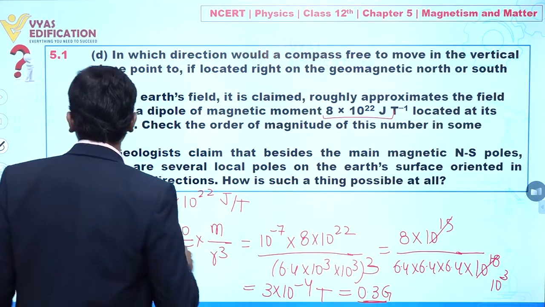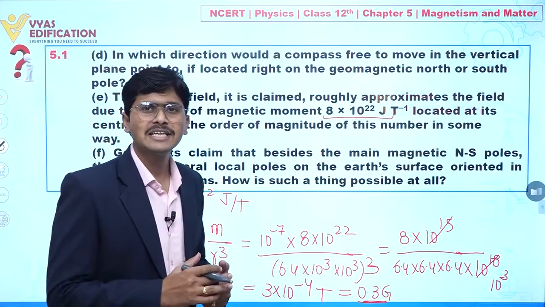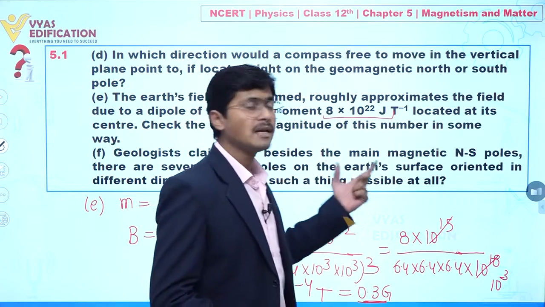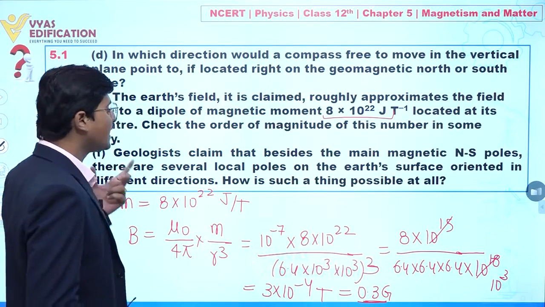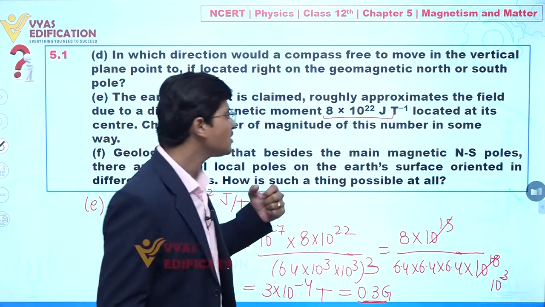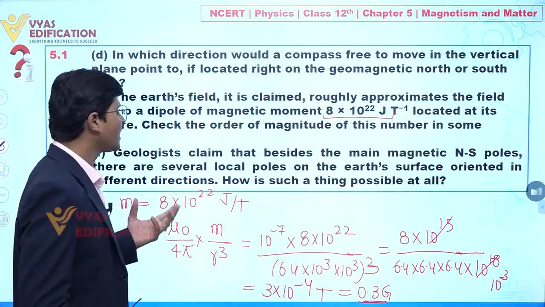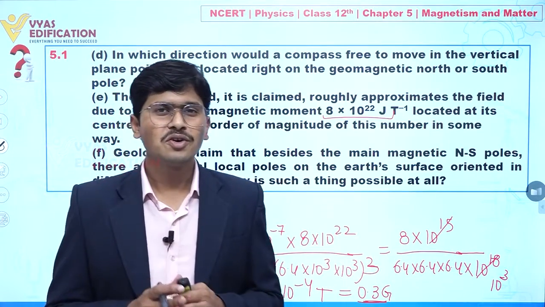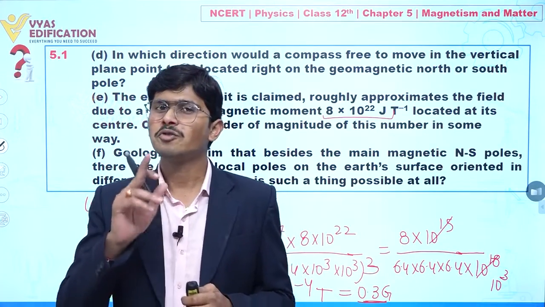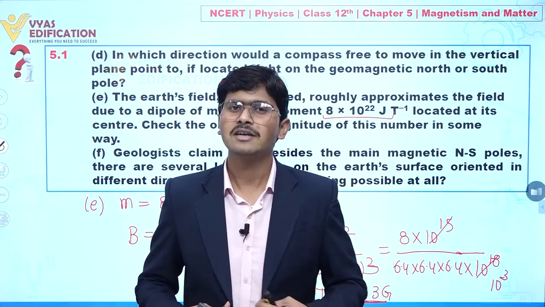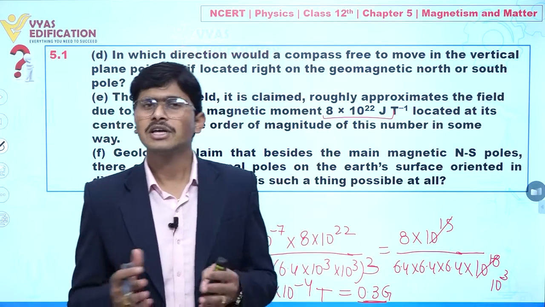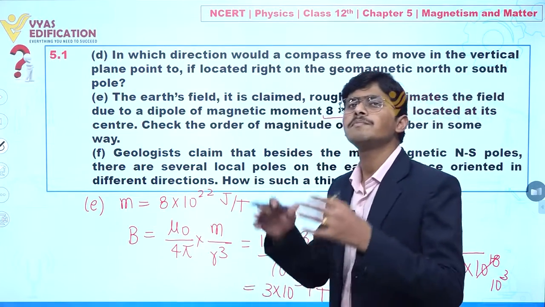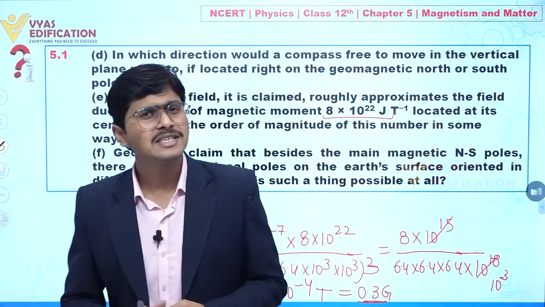Now if we are talking about part number F, in part number F it is given in the question, geologists claim that beside the main magnetic north-south poles, there are several local poles on earth's surface oriented in different directions. How is such a thing possible at all, clear. Actually you know, in our earth we are assuming we have two poles only, north and south poles, clear, and we are also talking about the equatorial position, but it is assumed that we have so many positions of a pole, clear. So why is this happening?